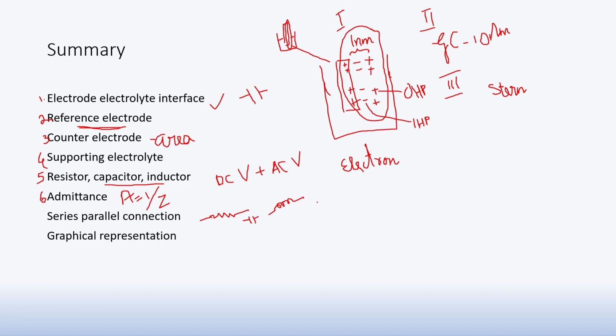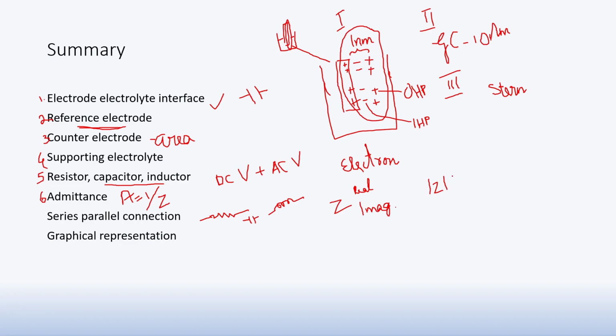Basically, you know that the impedance will have a real part and also an imaginary part. One way of representing it is in the form A plus iB, or you can also represent it in polar form, where it will have a magnitude and a phase.